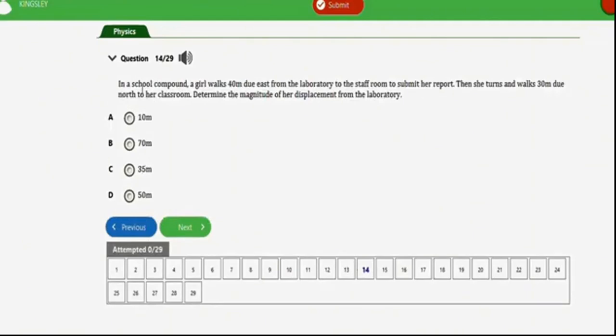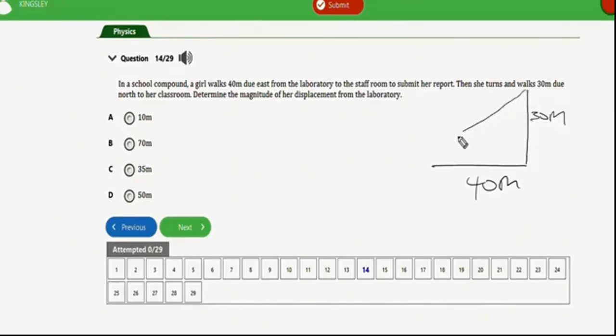It says, in a school compound, a girl walks 40 meters due east from the laboratory to the staff room to submit her reports. Then she turns and walks 30 meters due north to her classroom. Determine the magnitude of her displacement from the laboratory. So we're going to apply the resultant force formula to get it. Initially, the girl walked 40 meters due east, and then she walked 30 meters due north.